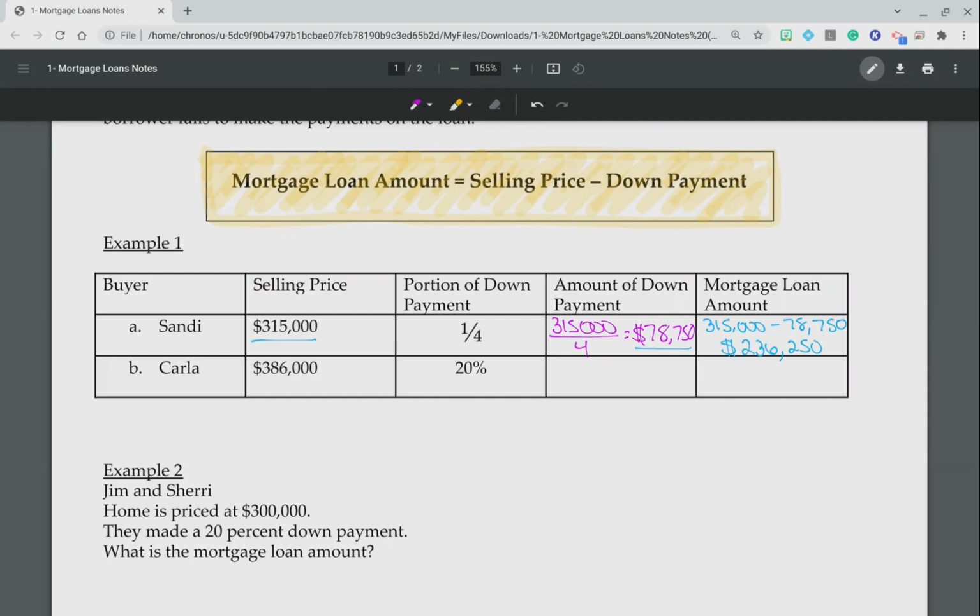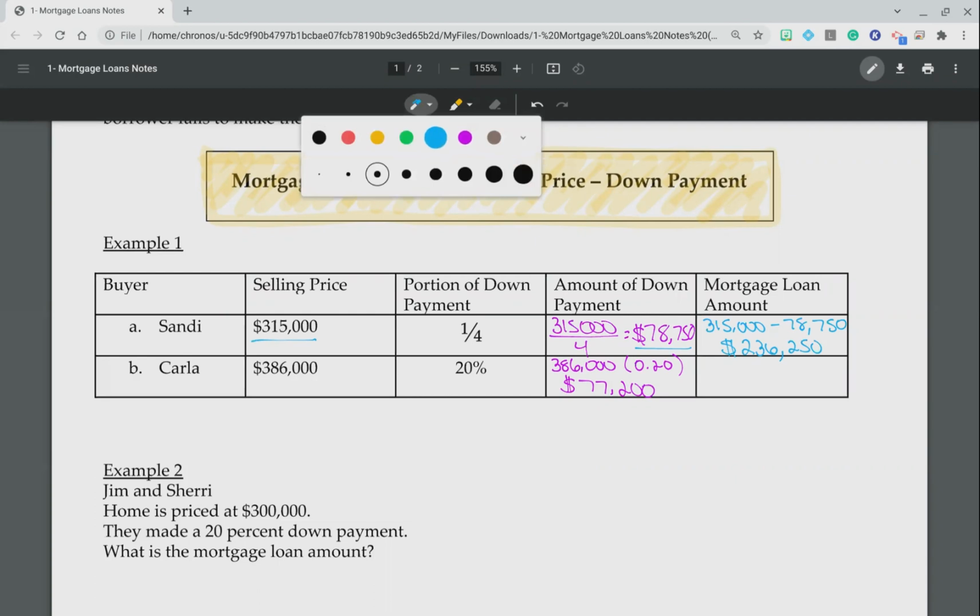Now the next one is a little bit more typical. Typically your down payment is going to be a percentage of the selling price of the house. For this one, your down payment is going to be 20% of the selling price. So I take my selling price, which is $386,000, and multiply it by 20%, which is 0.20. So my down payment is going to be $77,200.